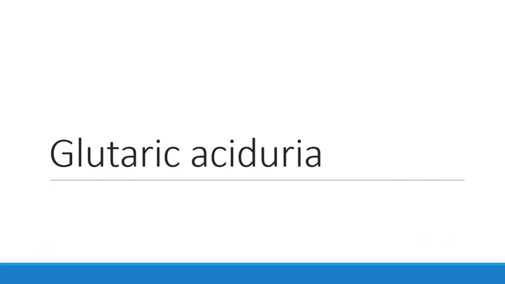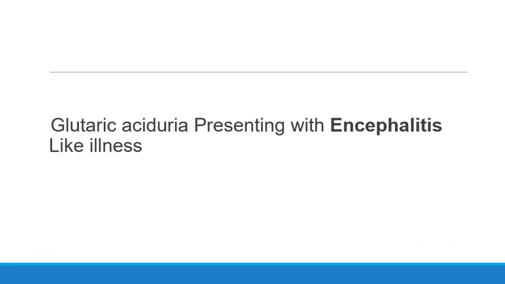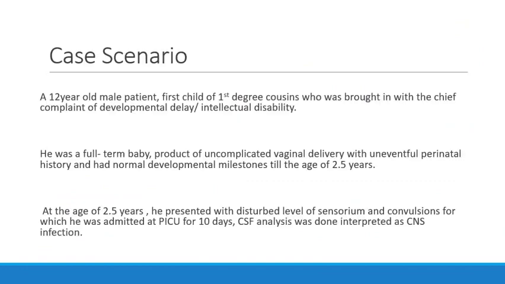First of all, it can present with an encephalitis-like illness. Let's see this case together. This is a 12-year-old male patient, first child of first-degree cousins, who was brought in with the chief complaint of developmental delay and intellectual disability. We saw this patient at the age of 12 years with global developmental delay and intellectual disability.